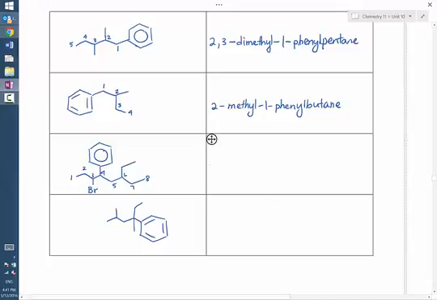Alright, bromo goes first because it's a B. 3 bromo, 6 ethyl. Phenyl ring is on 4. 4 phenyl, octane. My pen is really running out of batteries here.